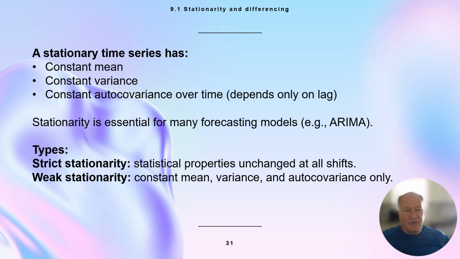There are two types. There's strict stationarity, which means that the statistical properties are unchanged at all times, at all shifts in the data. And weak stationarity means there's a constant mean and variance and autocovariance.